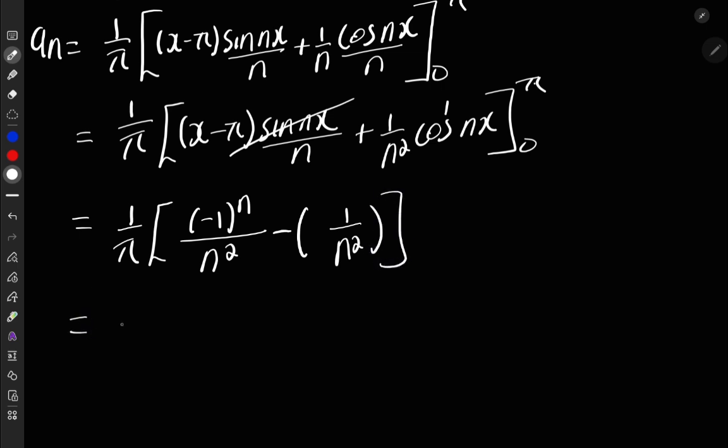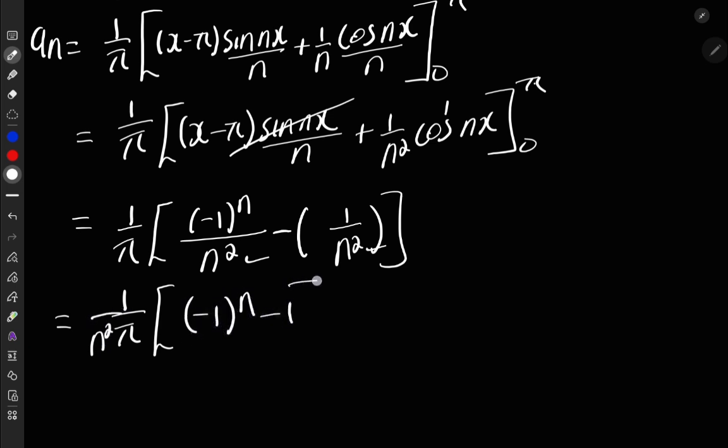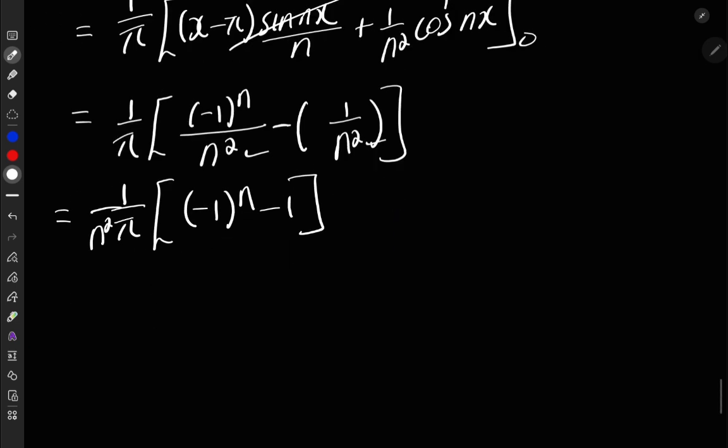So therefore it's going to be 1 over pi into, let's take out the n squared outside, which is going to be minus 1 to the power n minus 1. And then here you're going to see that according to the identity, when you substitute the even numbers like 2, 4 and 6, it's going to be 1 minus 1, which is going to be 0. Therefore we are not going to use them.